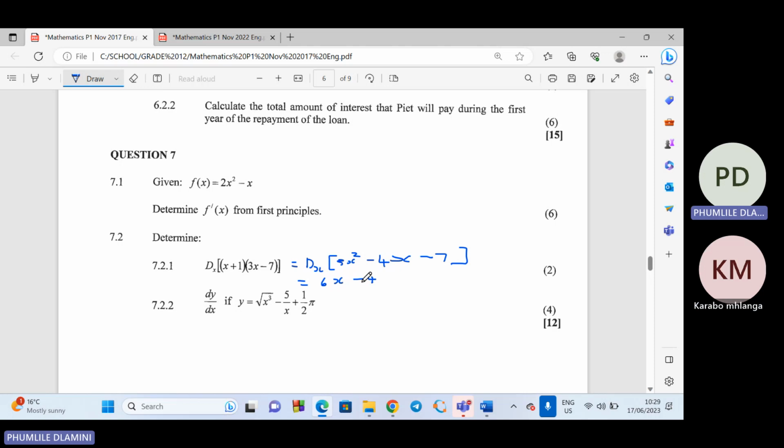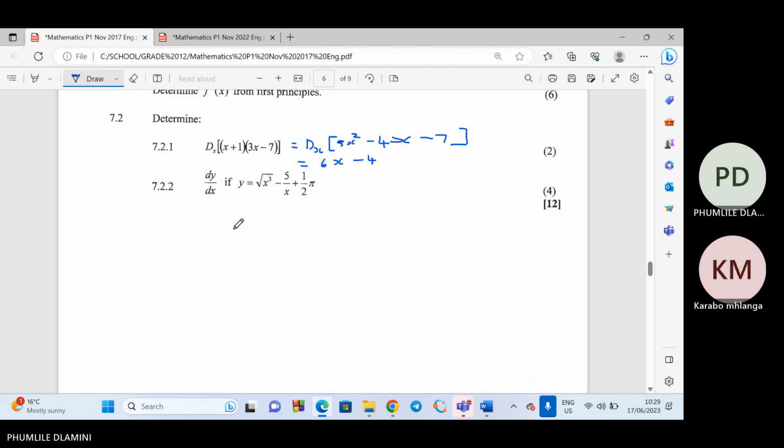You can see here, they say find dy over dx if y is that. So in the second one, you have y. You can first rewrite this as, remember, the square root is the same as x to the power of 3 over 2. When you see the square root of x, it is the same as x to the power of 1 over 2.